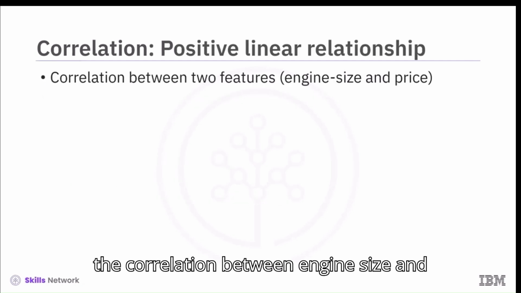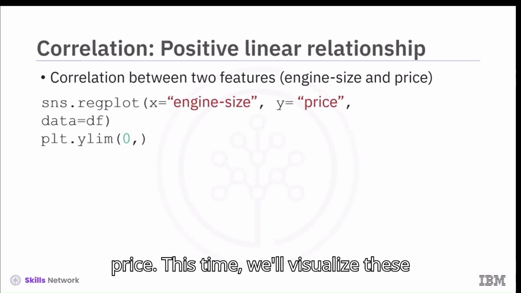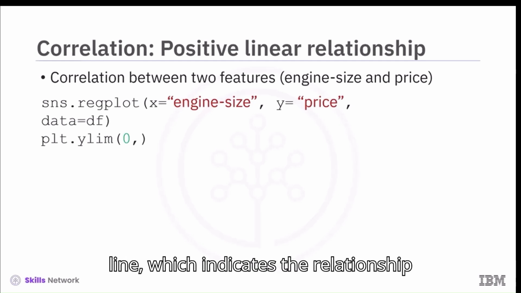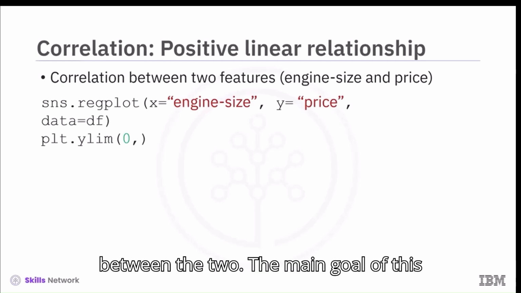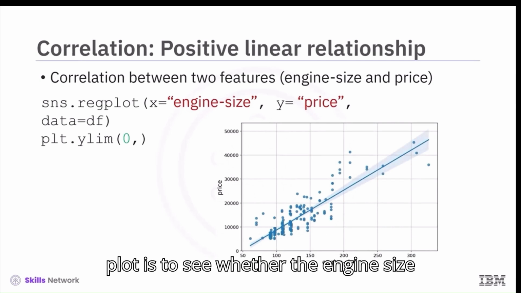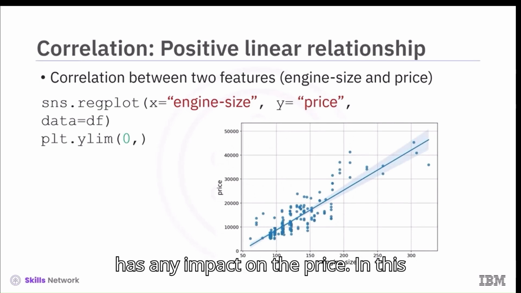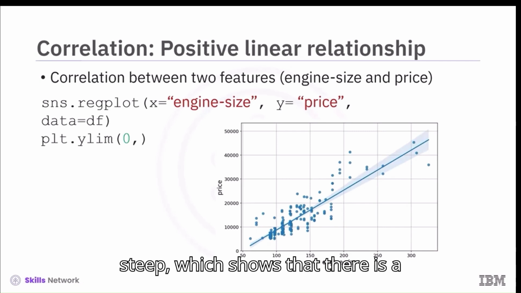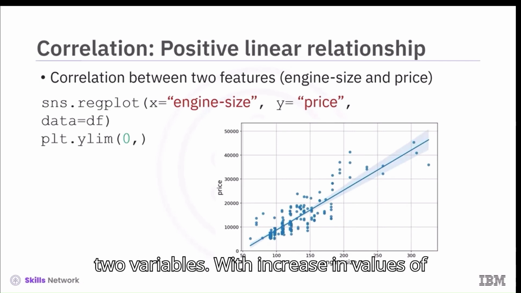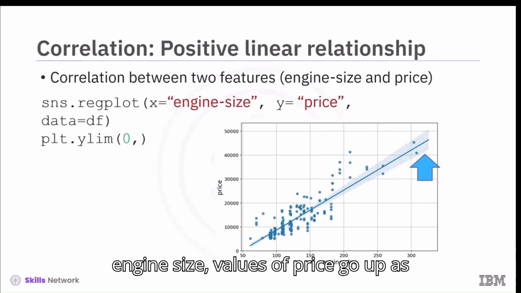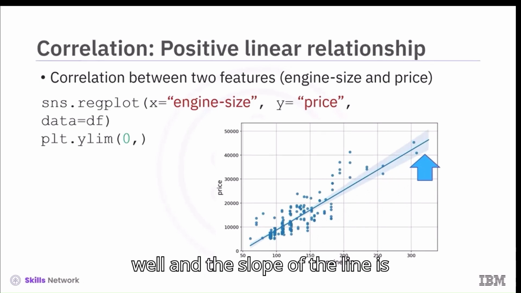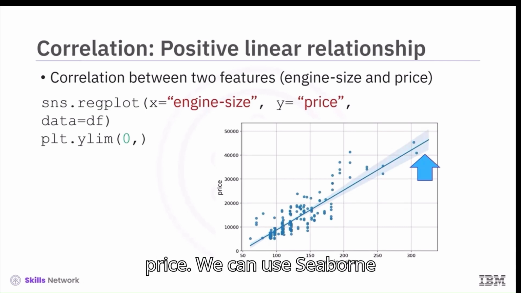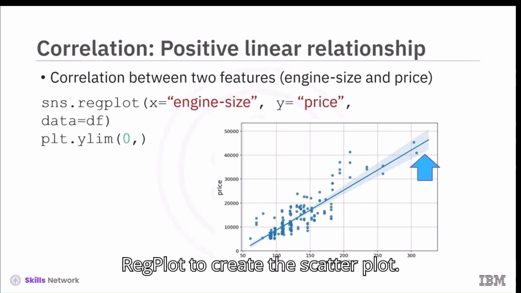Let's look at the correlation between engine size and price. This time, we'll visualize these two variables using a scatter plot and an added linear line called a regression line, which indicates the relationship between the two. The main goal of this plot is to see whether the engine size has any impact on the price. In this example, you can see that the straight line through the data points is very steep, which shows that there is a positive linear relationship between the two variables. With an increase in values of engine size, values of price go up as well, and the slope of the line is positive, so there is a positive correlation between engine size and price. We can use Seaborn regplot to create the scatter plot.